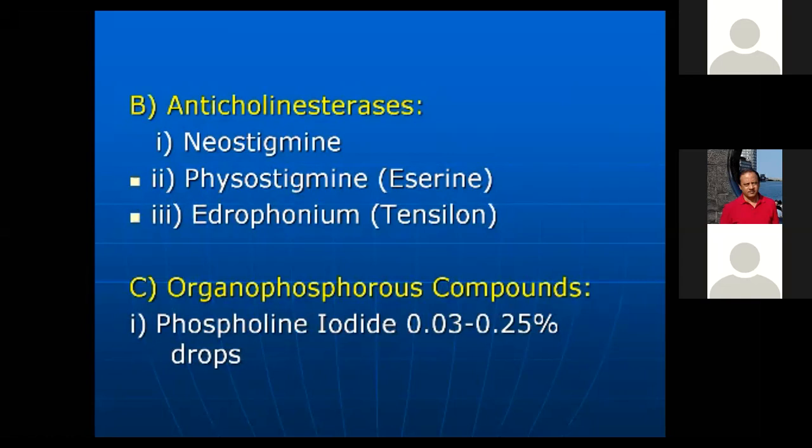Third category of parasympathomimetic drugs called organophosphorus compounds. And the best example of organophosphorus compounds is phospholine iodide, which is available in 0.03 to 0.25%.